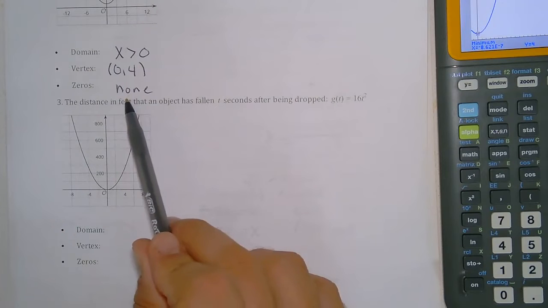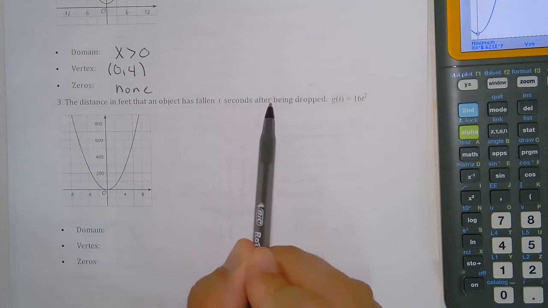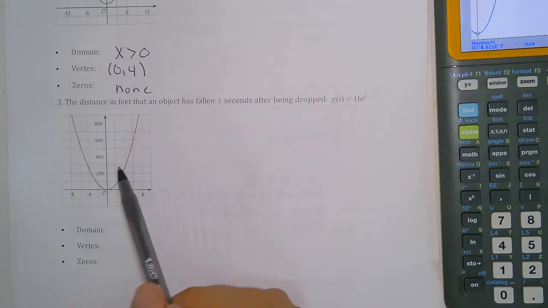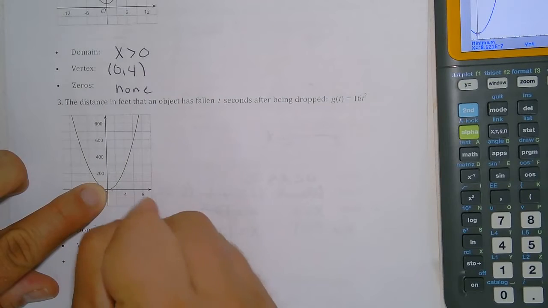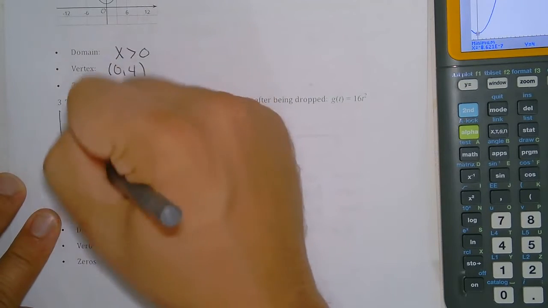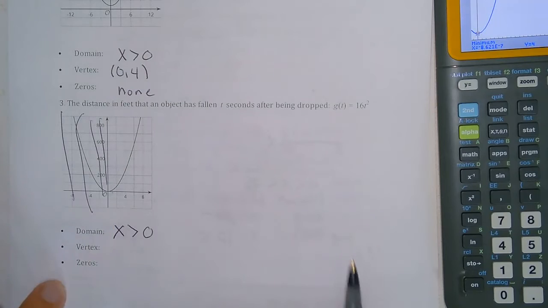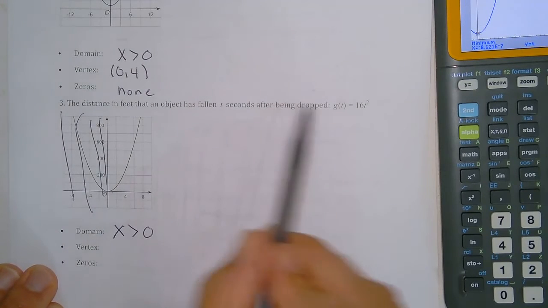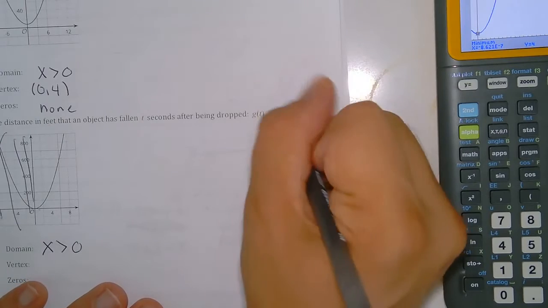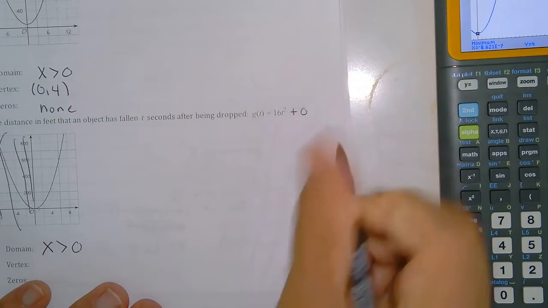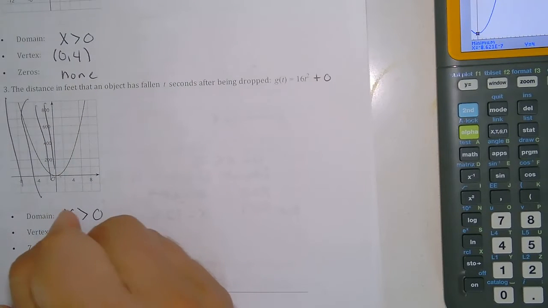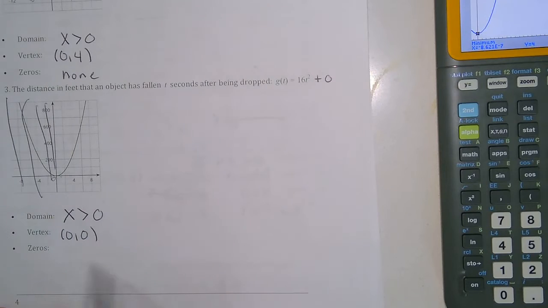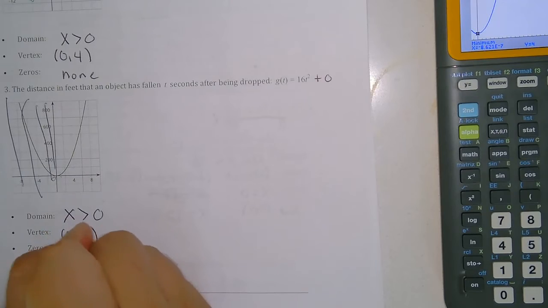So now the distance in feet an object has fallen t seconds after it's dropped. Again, you really can't go back in time. So our domain here would be x values are greater than 0. So really this entire part of the graph does not fit our math model. Our vertex here, I can look at the function and say this is 16t squared plus 0. The vertex is going to be at 0, 0 for y. And then this touches the x-axis at x equals 0. So that would be listed as a 0.